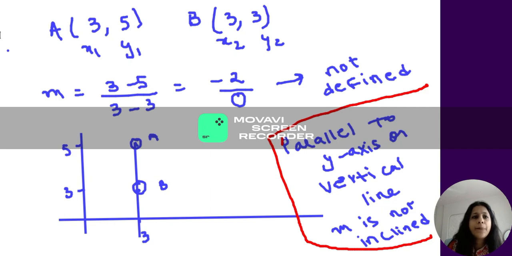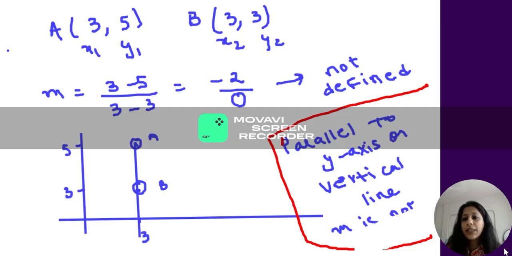which is not defined, right? Not defined. So which has a gradient which is not defined. Okay.